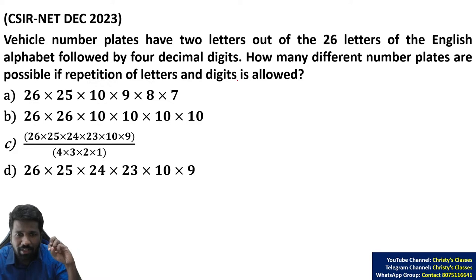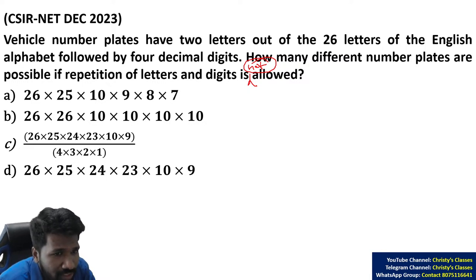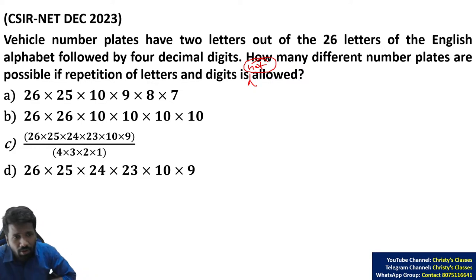Repetition of letters and digits not allowed. If the question is like this, what is the answer? If it is any of the answers in the options, you can mention that, or if the answer is something different, you can mention that also. What will be the answer if it is not allowed instead of allowed?